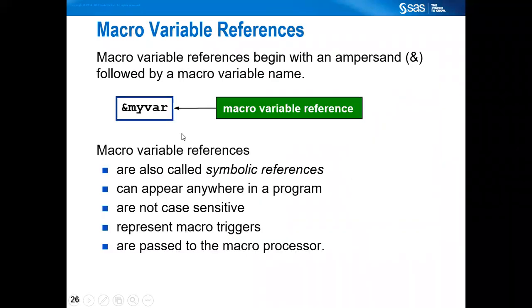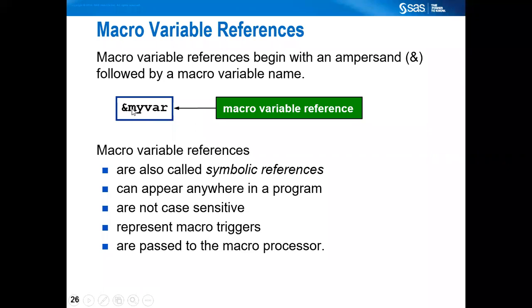Fine. So when you want to refer to any macro variable within your program, you refer to it with an ampersand sign followed by a name. So this becomes a macro variable reference, which is a symbolic substitution for a value. So a macro variable reference begins with an ampersand followed by a macro variable name. Macro variable references are also symbolic references, can appear anywhere in a program, are not case sensitive, and it's a macro trigger.